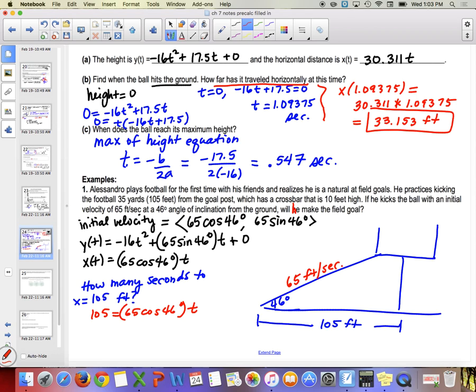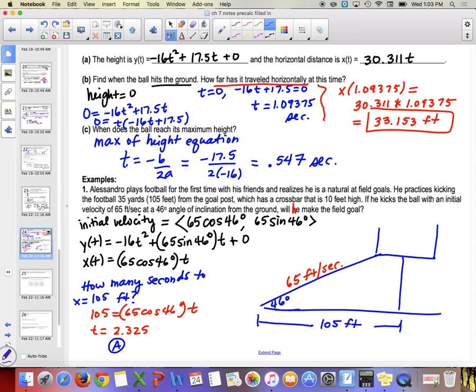All right, so we're going to take the 105 and we're going to divide by, and I'm just going to put it all in my calculator just like that. So 65 cosine of 46. So I get t equals 2.325. Okay, and I want to keep that as precise as possible, so I'm going to store.